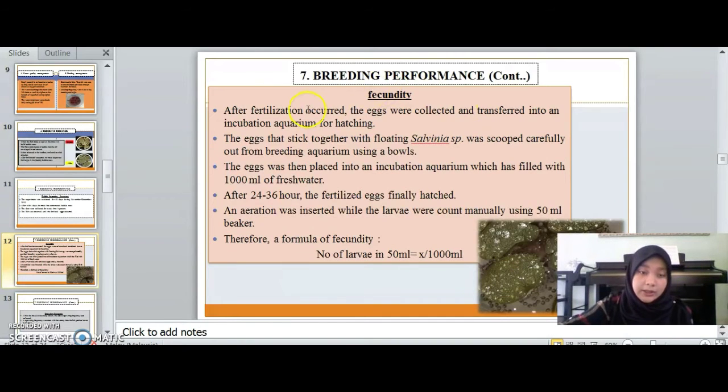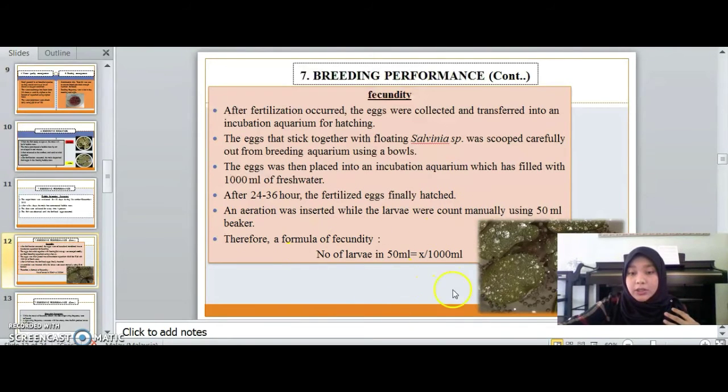Okay, next, fecundity. The fertilized eggs that occurred were collected and transferred into an incubation aquarium. The eggs that stuck to the floating salvinia were scooped carefully out of the breeding aquarium using a bowl. The eggs were placed into the incubation aquarium filled with 1000 milliliters of fresh water. After 24 hours, the eggs hatched, aeration was inserted, and the larvae were counted manually using a 50 milliliter beaker.